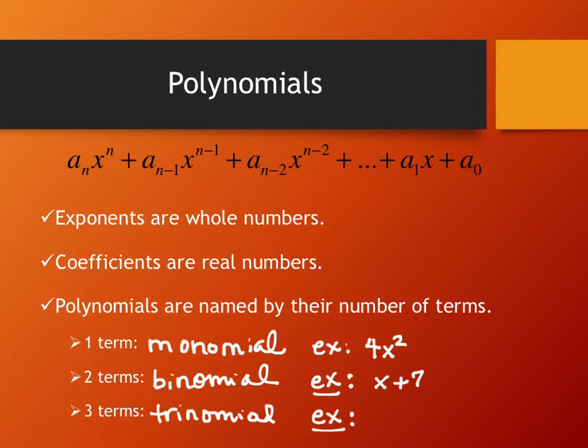A trinomial, maybe it would look something like a form that you've seen before, right? Like 3x squared plus 2x plus 1. Something where you would then do some factoring with it, which we will do later. But these would be examples of polynomials.